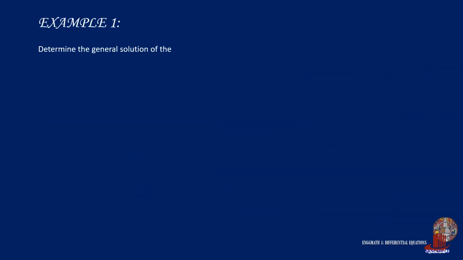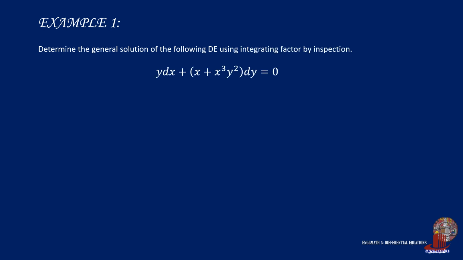Let's explain the concept further with some examples. Determine the general solution of the following differential equation using integrating factor by inspection. The function given as y dx plus the quantity x plus x cubed y squared dy is equal to 0.